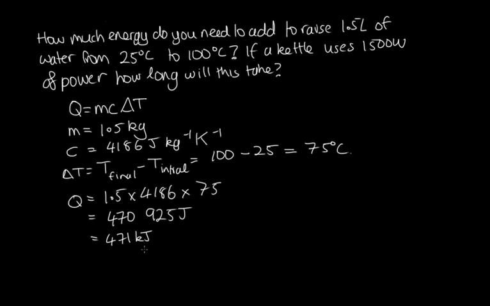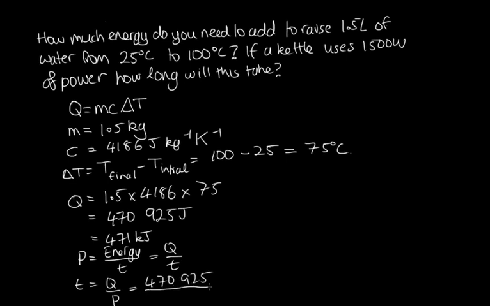Now what we need to do is work out how long it's going to take. So we know that power is equal to energy over time, and in this case we've got heat energy, so that's Q over time. So the time, just rearranging this equation, we can see that time will be Q over the power. So the amount of energy added is 470,925, and the power used is 1,500 watts. So solving this, we get 313.95, and that's in seconds.